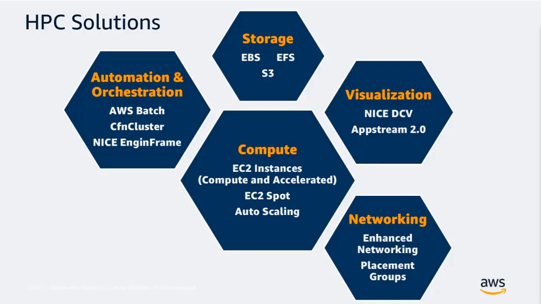For storage, we have several options that allow customers to choose from object storage using Amazon S3, block storage with EBS, or file system using EFS. To automate the launch and management of clusters, you can use AWS Batch, CfnCluster, or AWS NICE EnginFrame. And finally, to visualize your results, you can leverage AppStream or AWS NICE DCV.